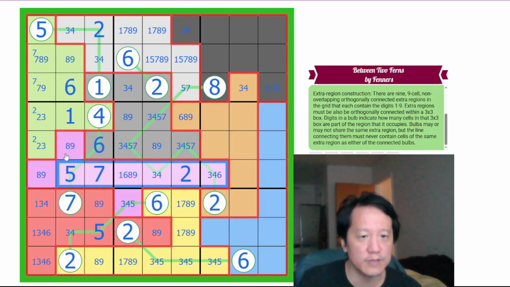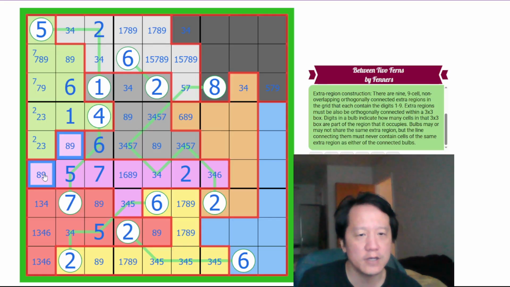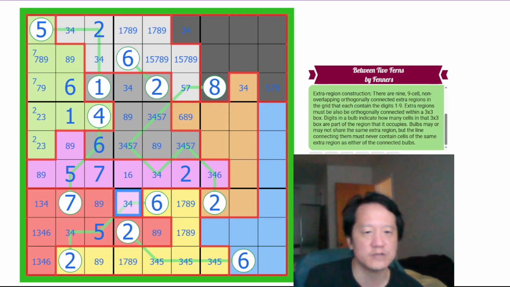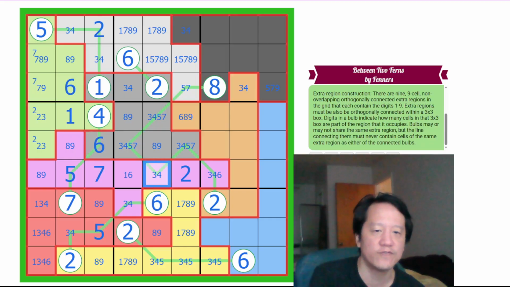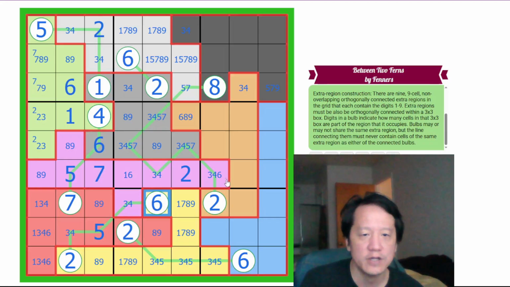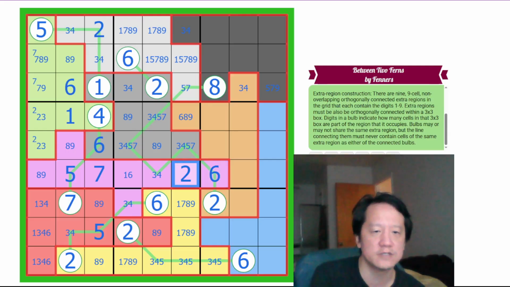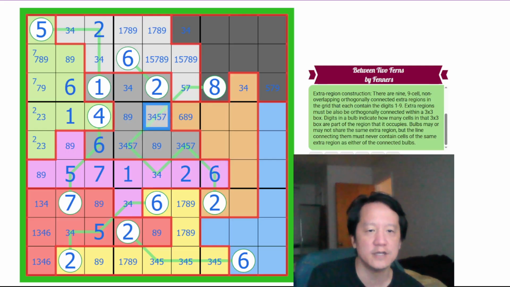Where's 1? We have an 8, 9 pair in the pink region. This cannot be 8 or 9. And this can't be 5 because of 5 in the region. So we have 3, 4 as a pair in the pink region. This can't be 3 or 4. It's 6. This can't be 6. It's 1. This 8, 9 pair eliminates 8 and 9 in the rest of the box, so this cannot be 8 or 9. It's 6.